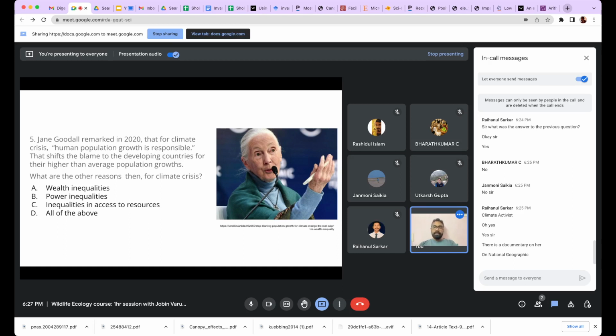And why are they the culprits? Because of the wealth inequalities, the power inequalities, and also inequalities in terms of access to resources. The best resources usually go to the developed countries. They have the wealth and power to access all the best food products, all the best clothing materials, etc., when the production of all these materials is actually happening in other developing countries. So the answer is all of the above. Is everyone okay with the question? Shall I move ahead?